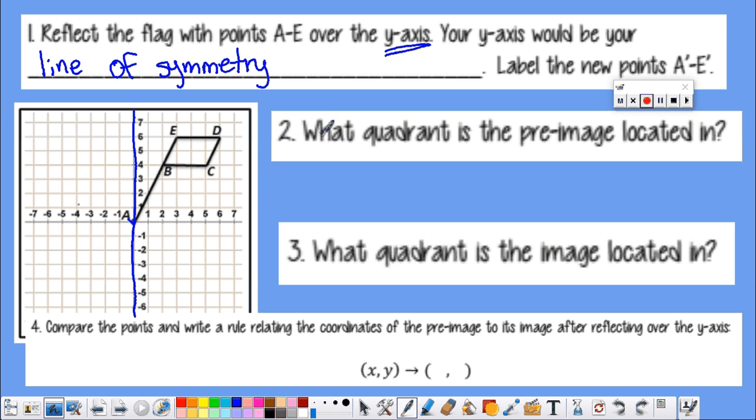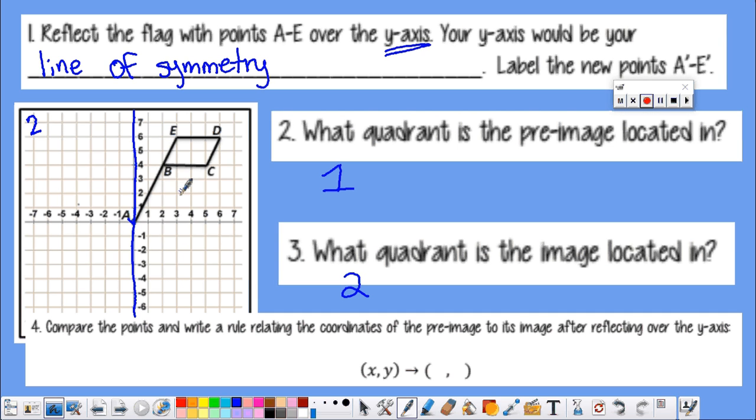Okay. So right now, what quadrant is our pre-image located in? Well, our pre-image is in the first quadrant, or quadrant 1. Okay. And once we reflect it across the line of symmetry, which quadrant is it going to be located in? Well, remember we count counterclockwise, so this is going to be quadrant 2. So it's going to end up in quadrant 2 over there.